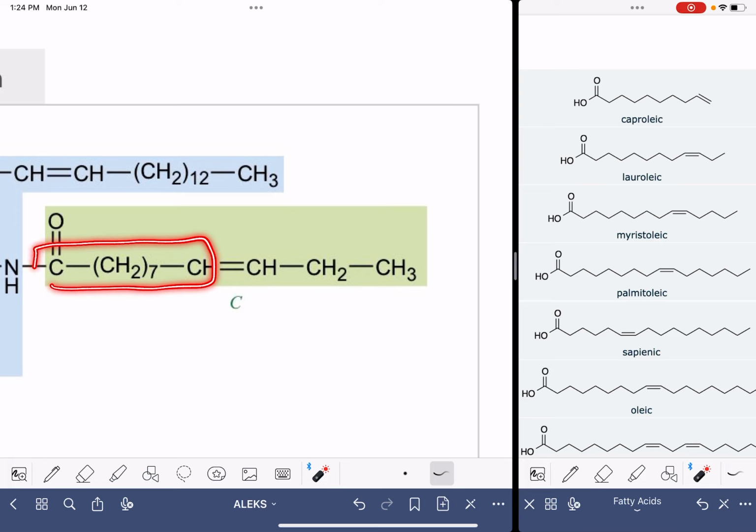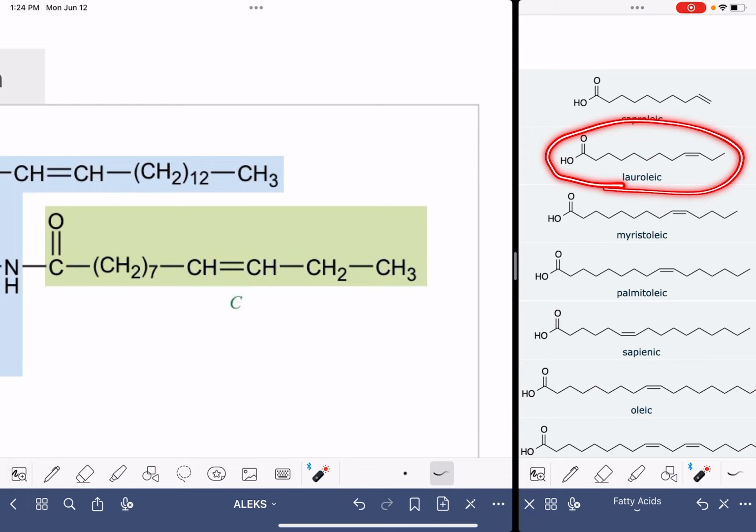So here I have 9 carbon atoms, starting at the carbon-oxygen double bond, 7 more, and then 1 more. 9 carbon atoms before we start a carbon-carbon double bond, and a total of 9, 10, 11, 12 carbon atoms. 1, 2, 3, 4, 5, 6, 7, 8, 9, 10, 11, 12. That's actually too many. I was right the first time.